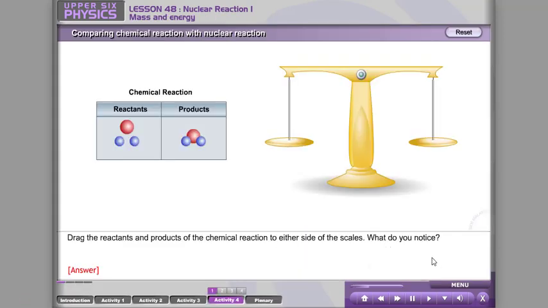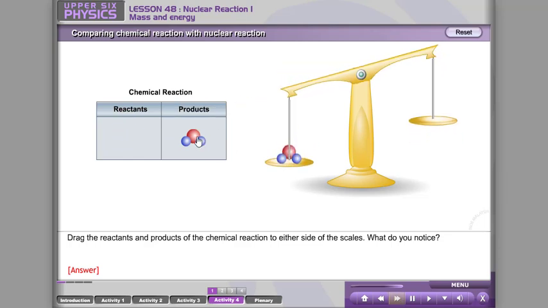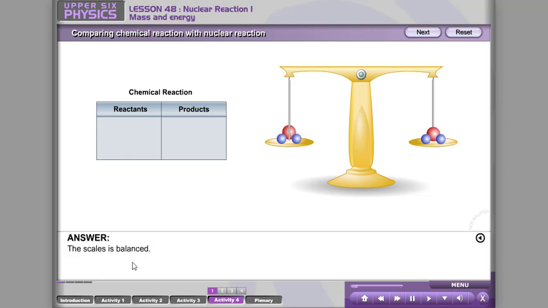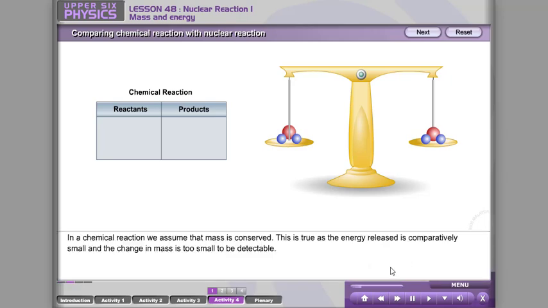Drag the reactants and products of the chemical reaction to either side of the scales. What do you notice? Answer: the scales are balanced. In a chemical reaction, we assume that mass is conserved. This is true as the energy released is comparatively small and the change in mass is too small to be detectable.